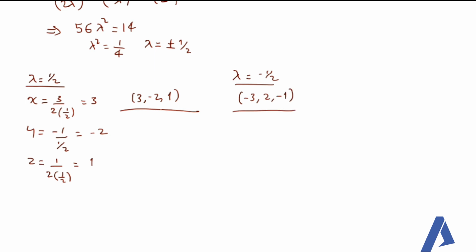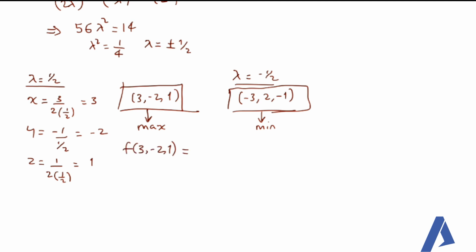ስለዚህ at these points ፈንክሽናችንን evaluate በማድረግ we can find the maximum and the minimum. Since this is positive, this will give us the maximum and this will give us the minimum. So the f of 3, -2, 1 evaluate ስናደርገው 3 times 3 minus 2 times minus 2 plus 1 ስንት ይመጣል? Final value it's 14, and the minimum value at -3, 2, -1 will be -14. This is our final answer.